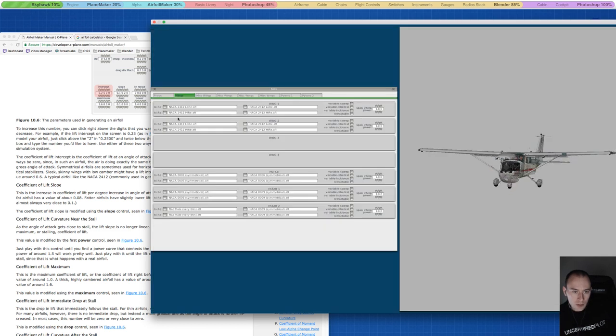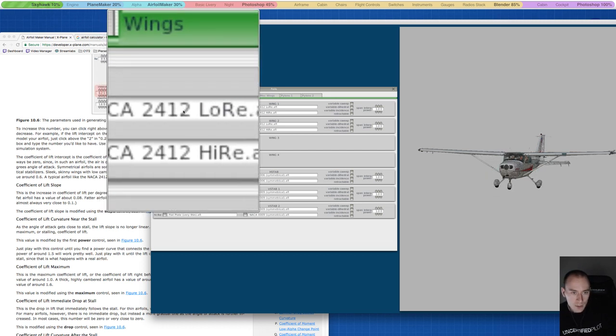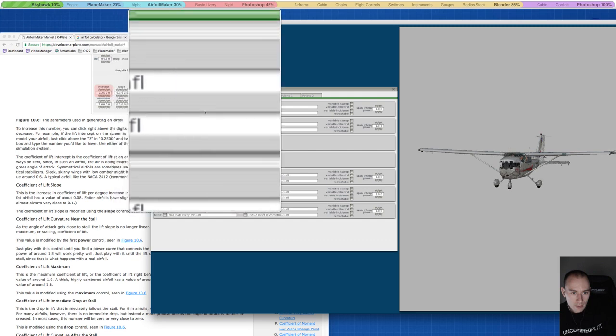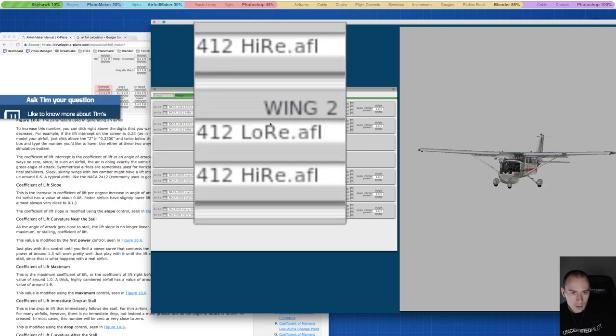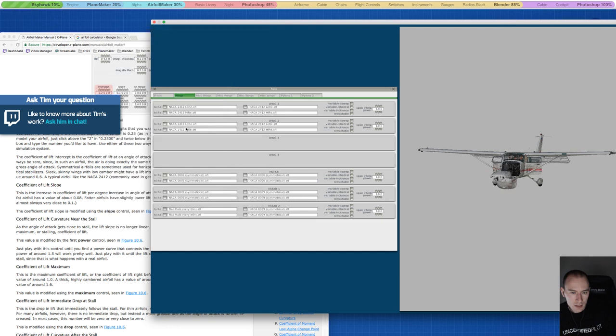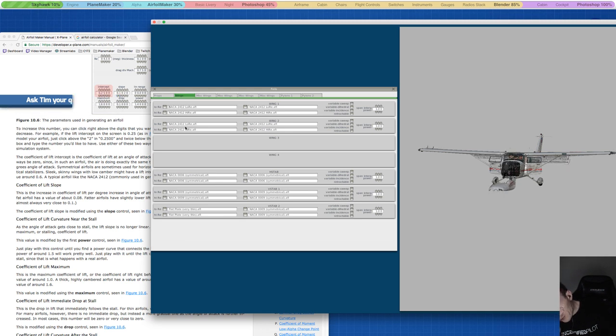Airfoils. Yes, they also made their own. NACA 2412, a low Reynolds and a high Reynolds. Low and high. But they did not also make a root and a tip one. So in that sense, laminar is more accurate, it seems. But they did change it. They did not keep the NACA 2412 default one that is provided with X-Plane.